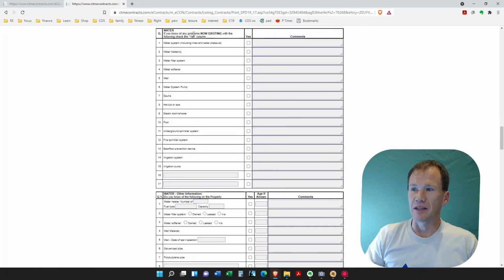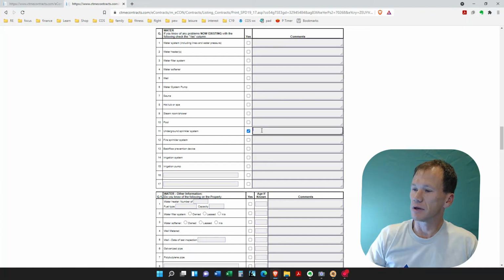Water. Again, this is now existing. Any problems now existing with the water system, pressure, water softener, well, sauna, hot tub, if that was included, steam shower, pool. The underground sprinkler system is your outside sprinkler system.